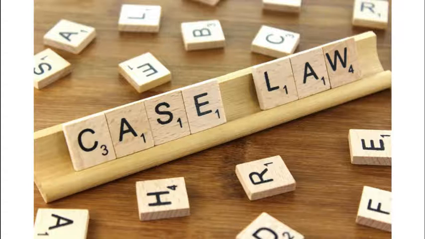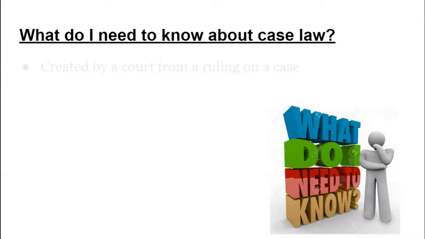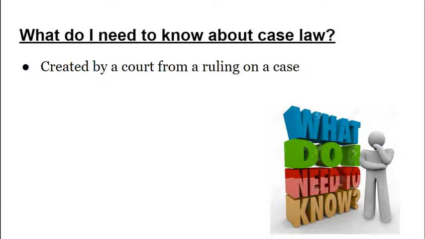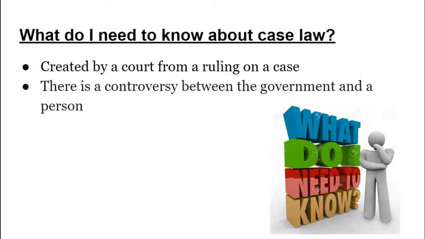Now, there's a couple of important things to know about case law. The first thing you need to know about it is that a case law comes out of a court ruling. Judges don't get to just pick that they like or dislike a law. There has to be a case that's brought forward to them. There has to be a controversy between 2 parties.